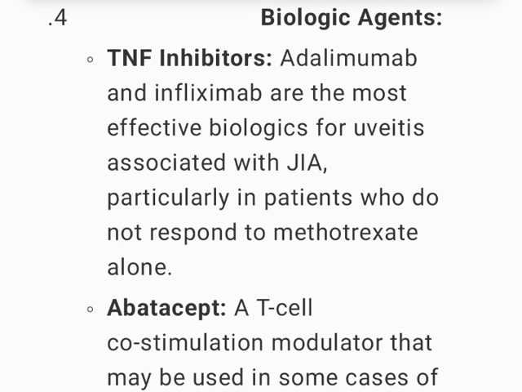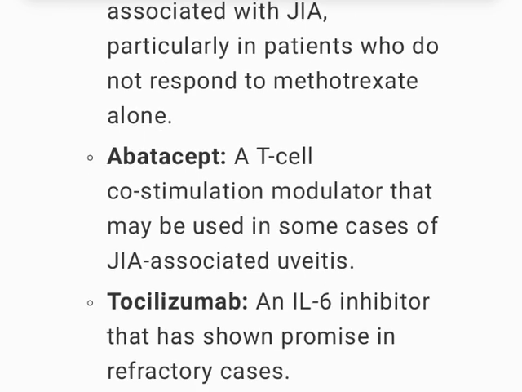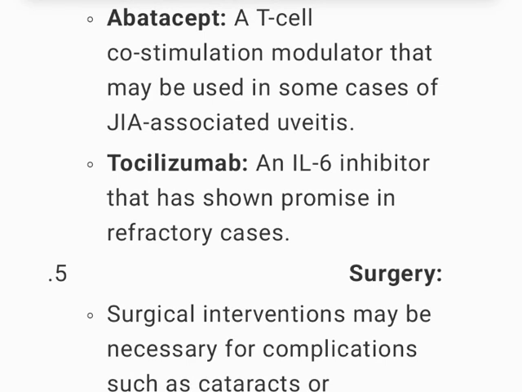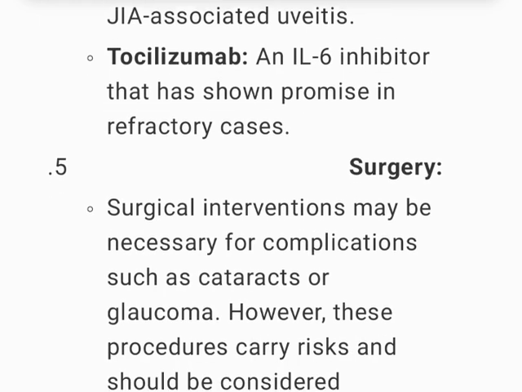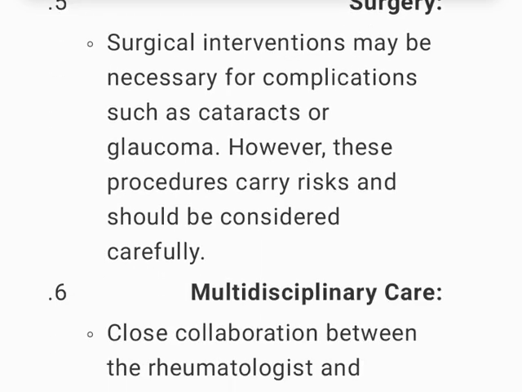4. Biologic agents. TNF inhibitors. Adalimumab and infliximab are the most effective biologics for uveitis associated with JIA, particularly in patients who do not respond to methotrexate alone. Abatacept, a T-cell co-stimulation modulator that may be used in some cases of JIA-associated uveitis. Tocilizumab, an IL-6 inhibitor that has shown promise in refractory cases.